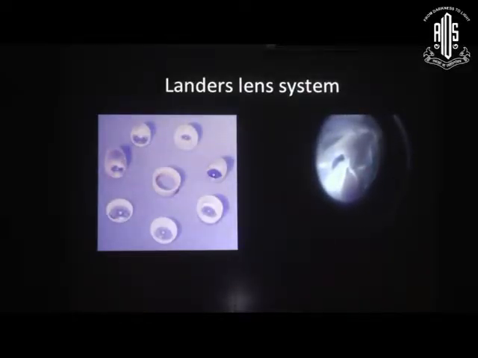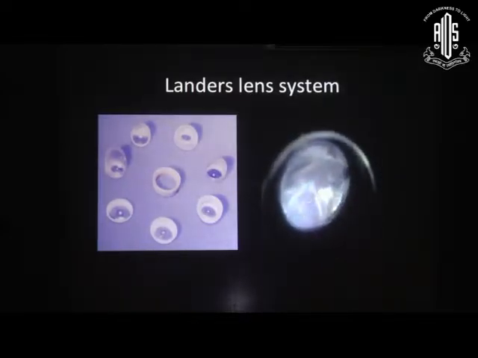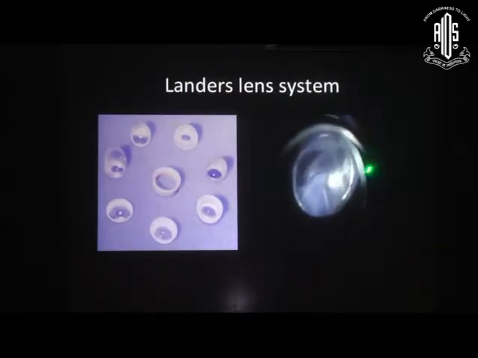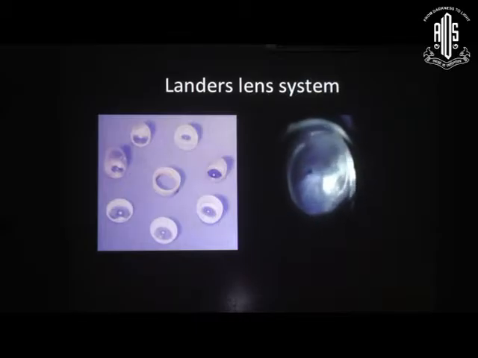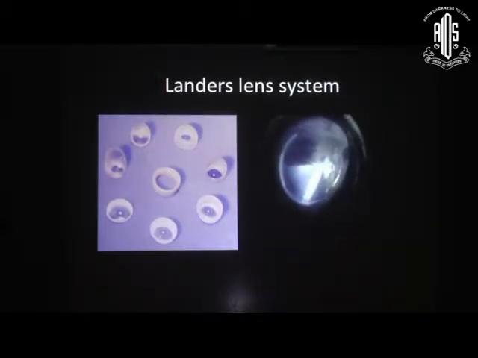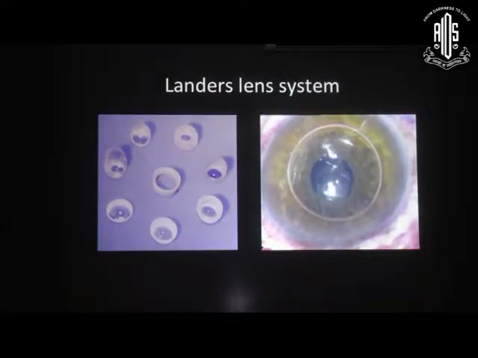So this is what happens, like I showed with the lender based system. You can see this is covering maybe 20% of the view, and the rest of the retina is left almost unseen, unless you really move around. And once you've done a fluid-air exchange, you can hardly see anything.